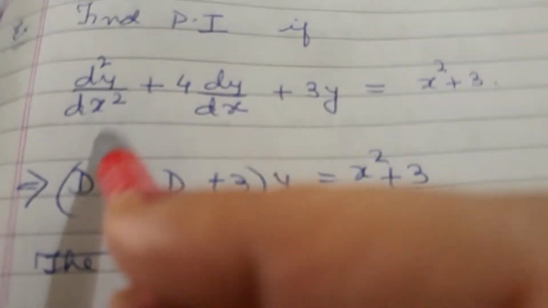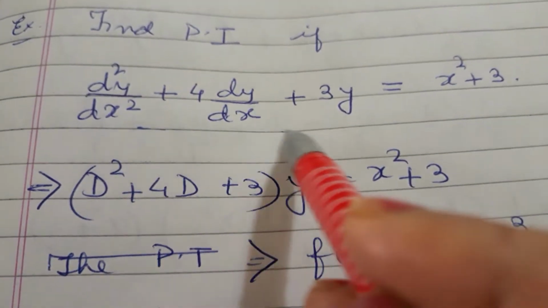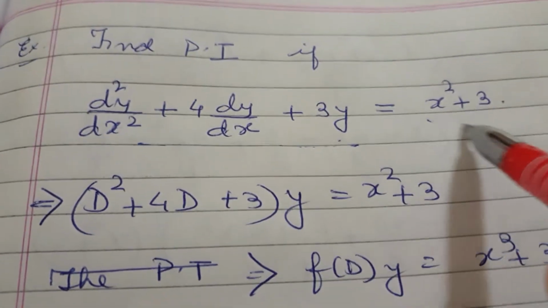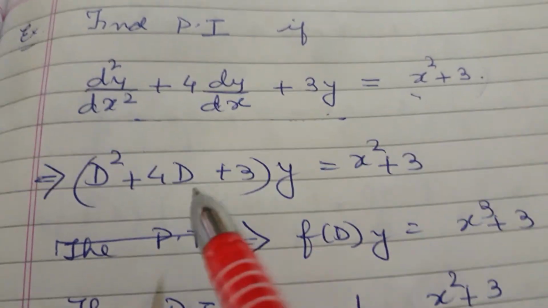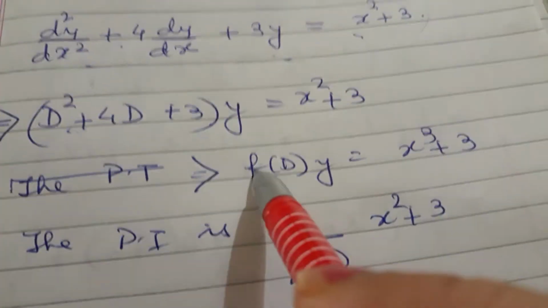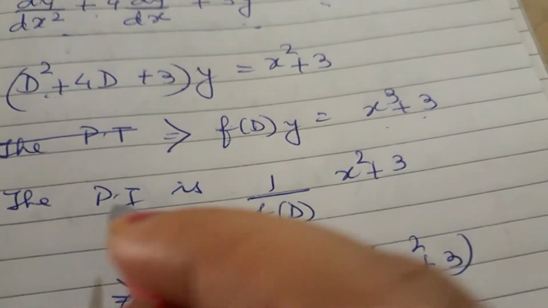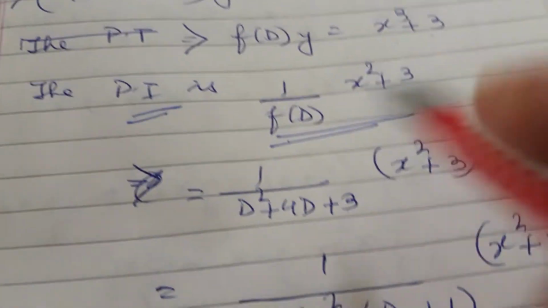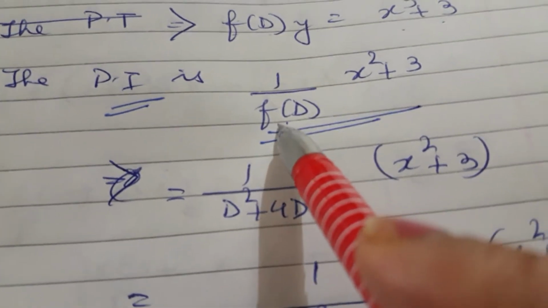So here I would rather explain this with the help of this example. See, this is a differential equation where the right hand side is a polynomial. Now you're just replacing d/dx by the operator D. So this is f(D)y. Now we are about to find the particular integral. So this is the definition of the particular integral. Now see the next step.